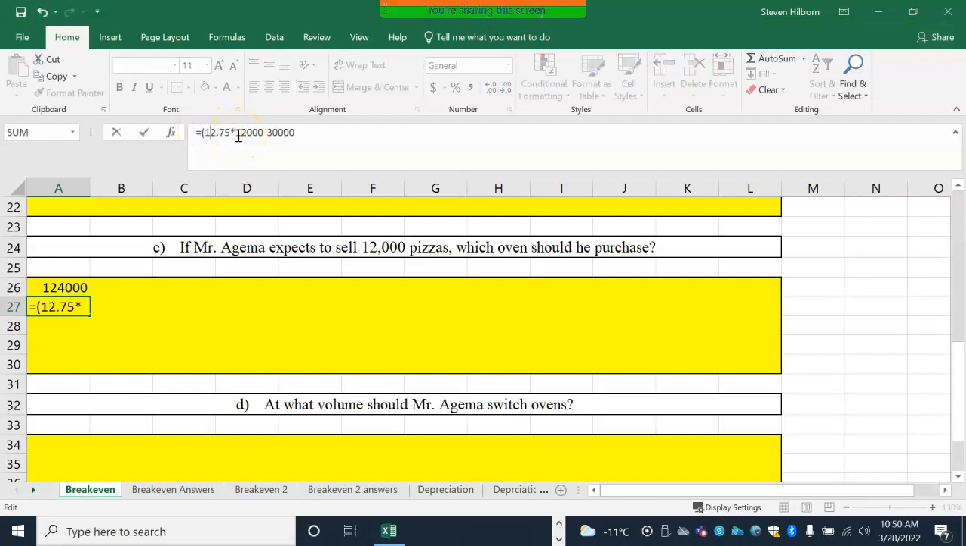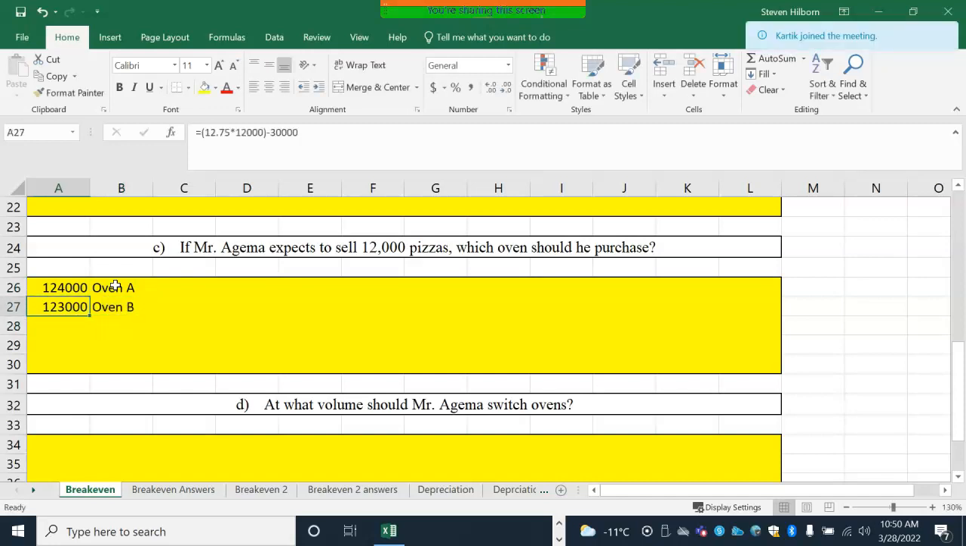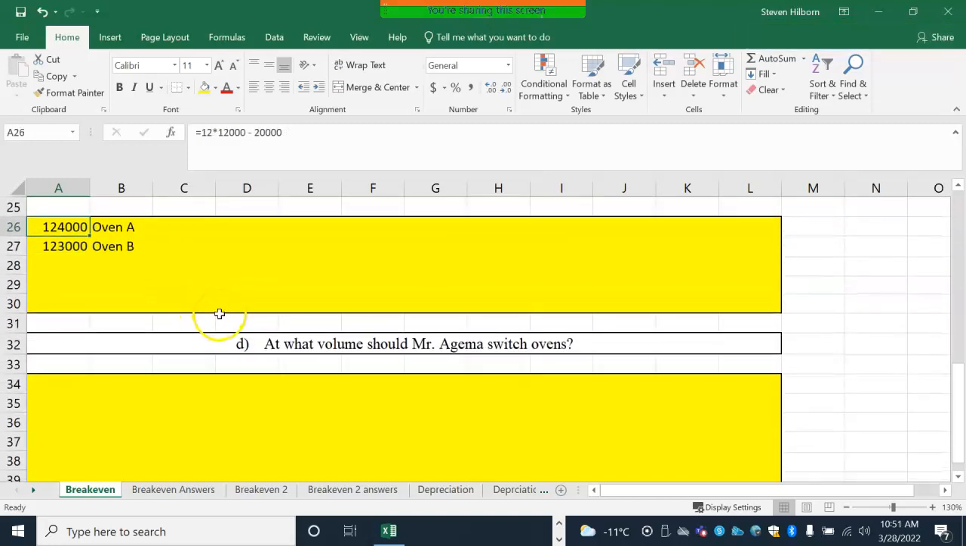Otherwise, I would have to put a bracket here and then a bracket here just to make sure that it's all properly done. Either way, at this level, oven A is still going to make you more money than oven B, because it's going to make you 123,000 versus 124,000. So it's off by 1,000.